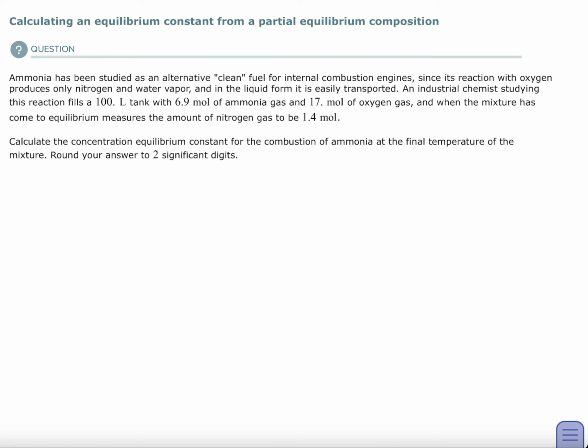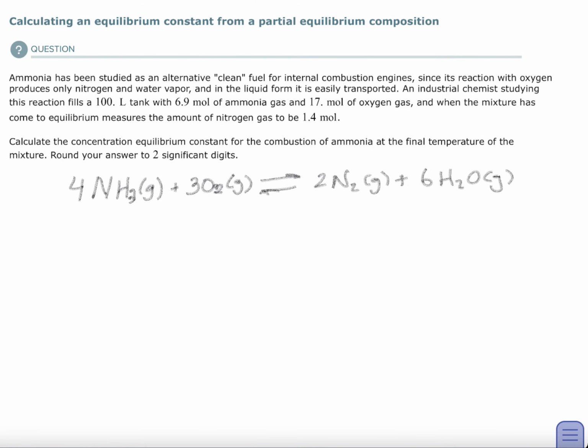Okay, so if you are trying to find a K, you need to find the molarities of the products divided by the molarities of the reactants. So you're going to need a balanced equation to do that. You're given here ammonia, and it burns with oxygen, and it produces nitrogen and water. So the first thing I would do is write an equation and then balance that equation.